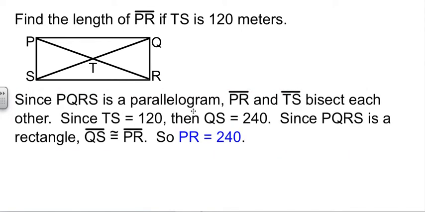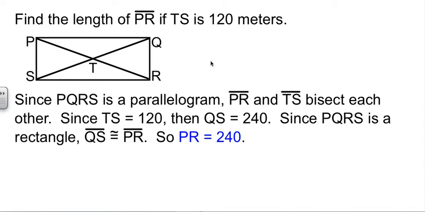Well, since it's a parallelogram, that means the diagonals bisect each other. So if this is 120 from S to T, then TQ is also 120, which makes QS 240. And since it's a rectangle, the diagonals are equal. So if QS is 240, then PR is also 240.